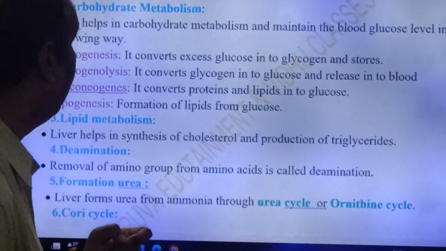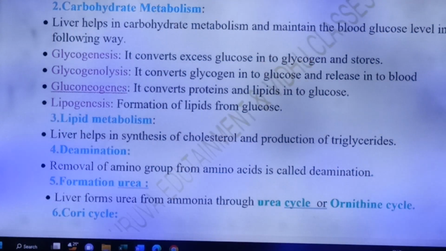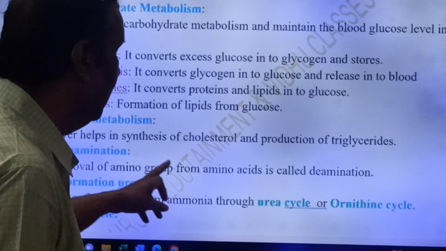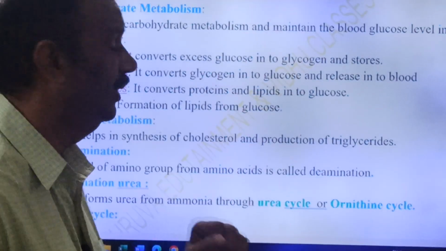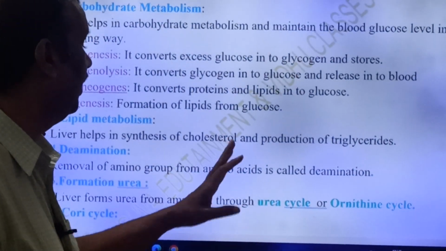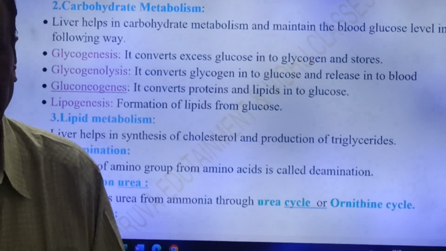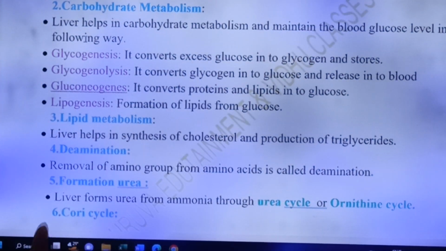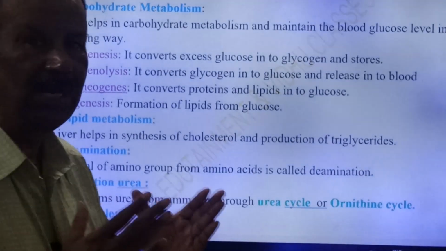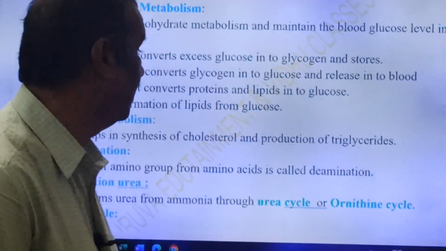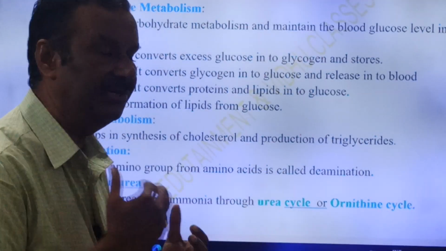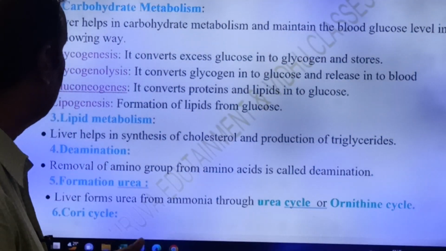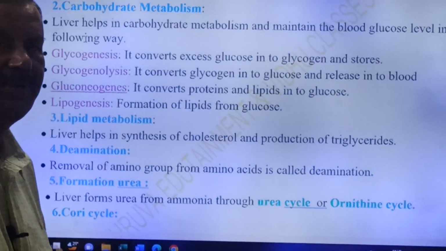Okay, friends. Now deamination. You know amino acids are made up of one amino group and one carboxyl group. That amino group of the amino acids is removed in the liver. So deamination means removal of amine group. Removal of amine group from amino acids is called deamination. D means removal. Removal of amine group from the amino acids is called as what, friends? Deamination.